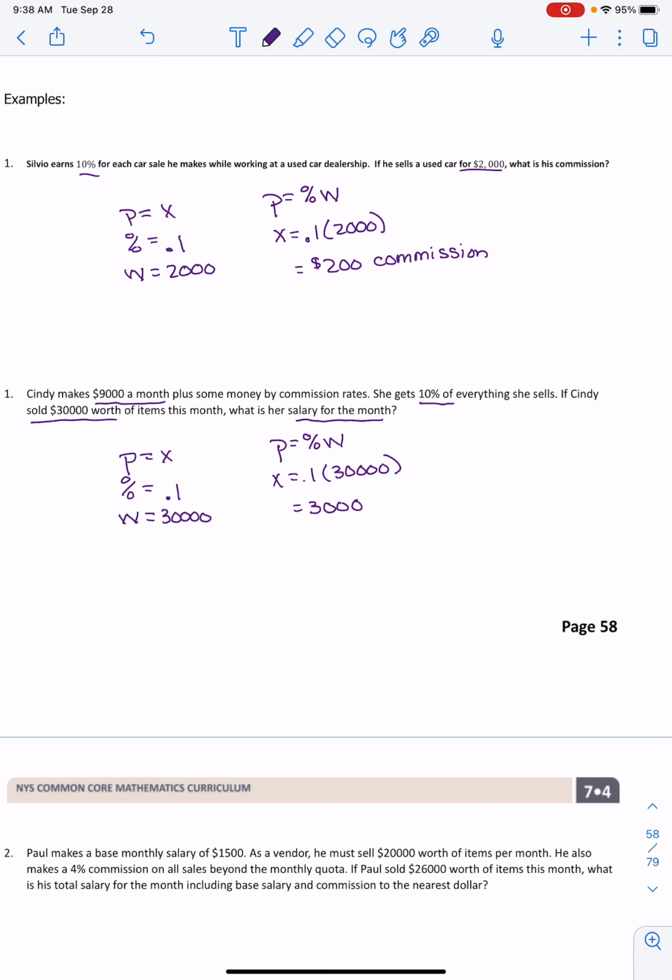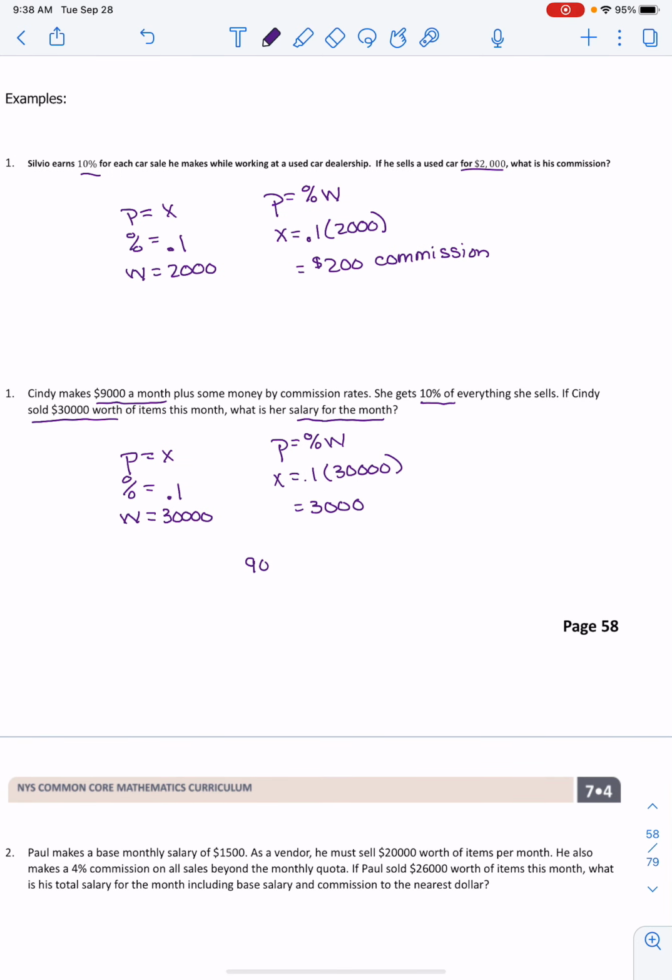So we're going to add that to the 9,000. So we have 9,000 plus the 3,000, which equals 12,000, which is her salary for the month.